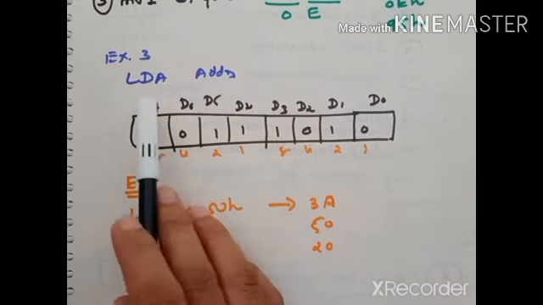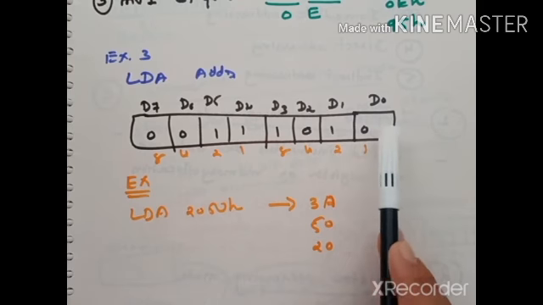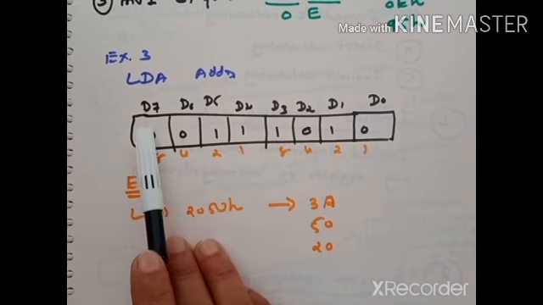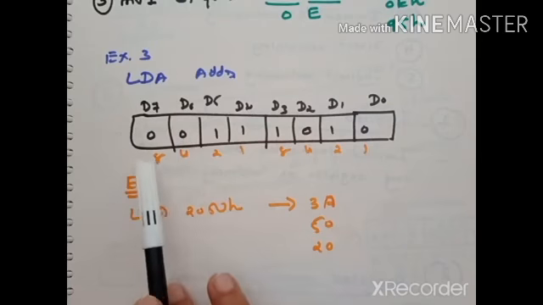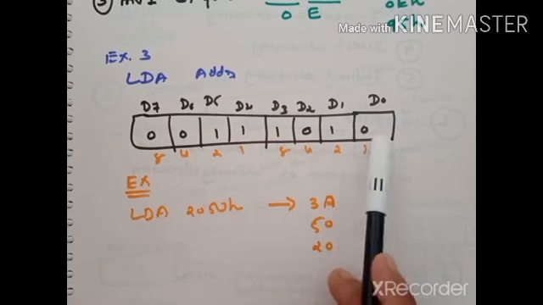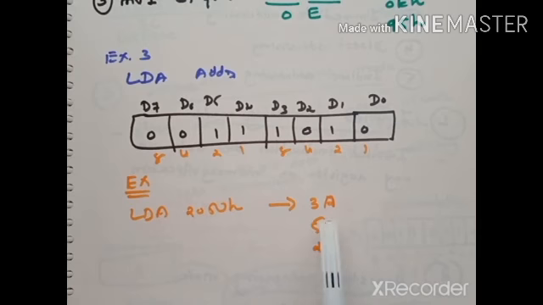Then the next instruction is LDA address. So 8-bit data D0 to D7, and for this instruction the format is fixed: 00111010. The equivalent hex code, according to 8421, is 3A. That means the equivalent hex code of LDA is 3A. Then store 50H, that means the lower address, and 20H, that means the higher address.